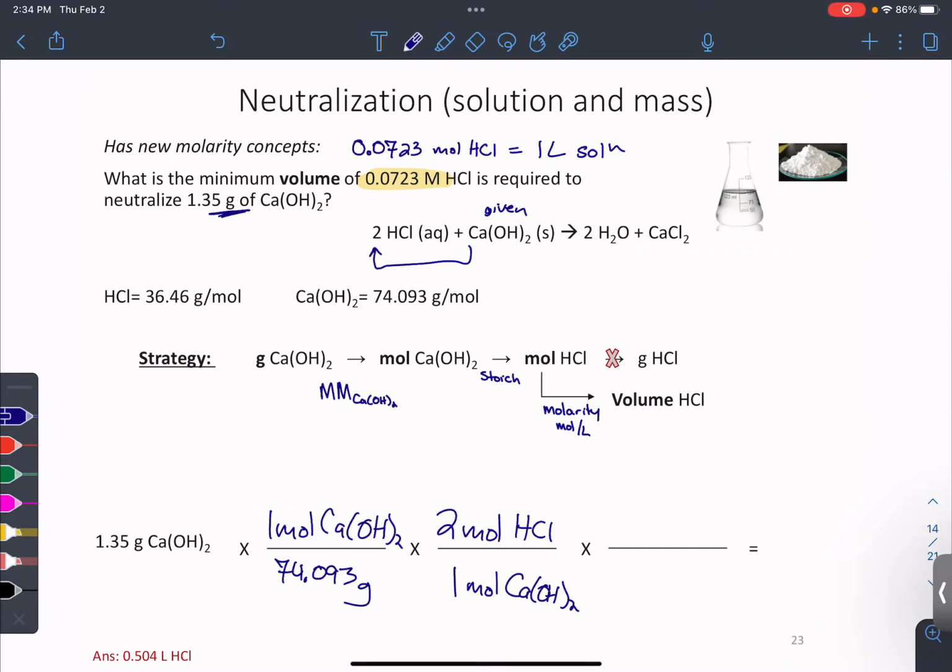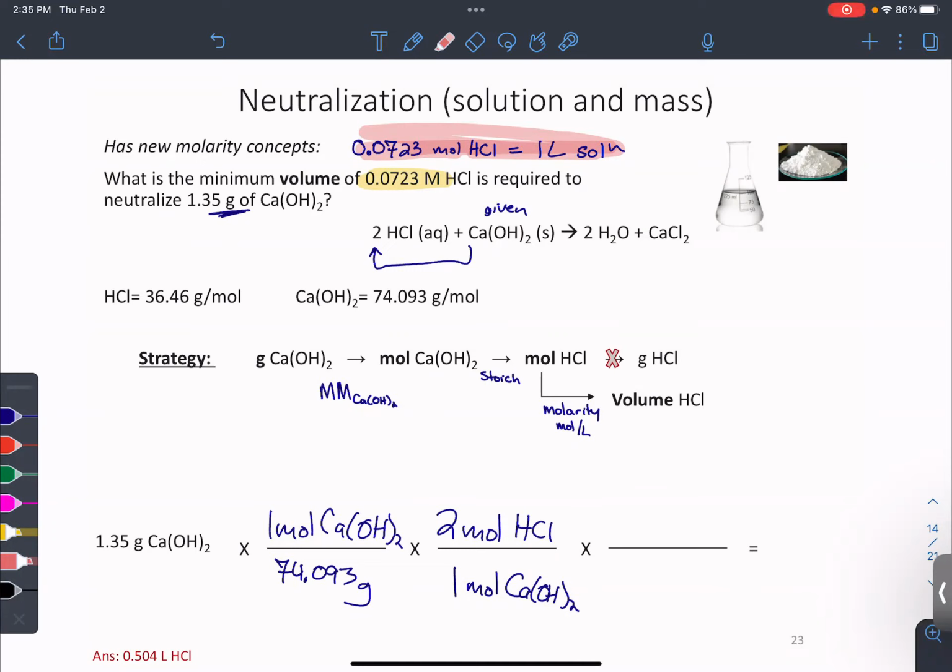Then after that, now that I'm in moles of HCl, the goal here is to get to volume. So I'm not using molar mass here. I am using the molarity that we were given in the beginning of the question. So with this last fraction, where am I going to put the 0.072 part? Am I going to put it on the top or the bottom? Am I going to divide by molarity or multiply by molarity, given the units, what it means?